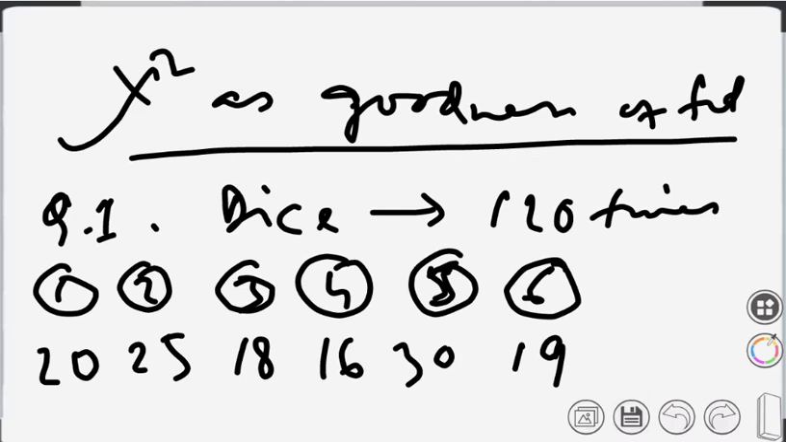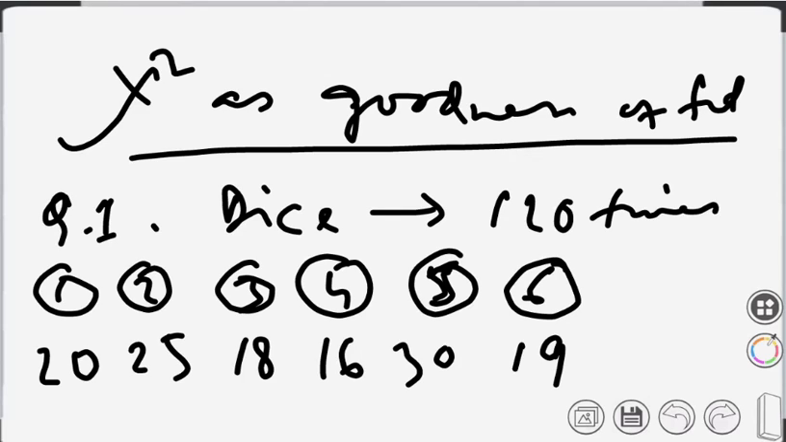Can we say that the dice is unbiased? Test at 5% level of significance. Okay? So this is the question.